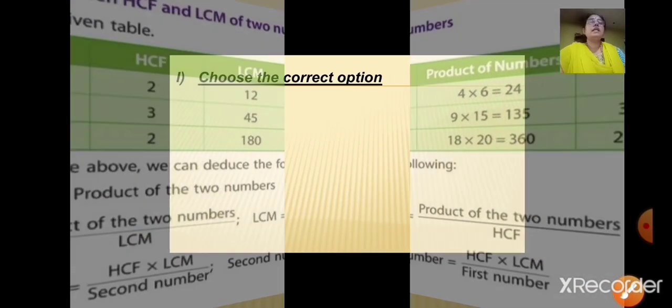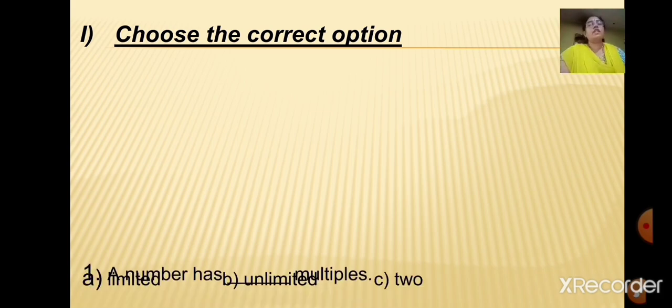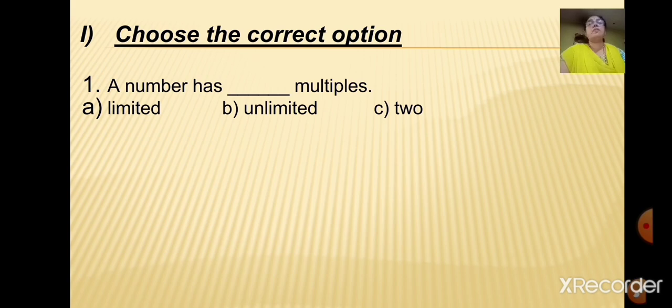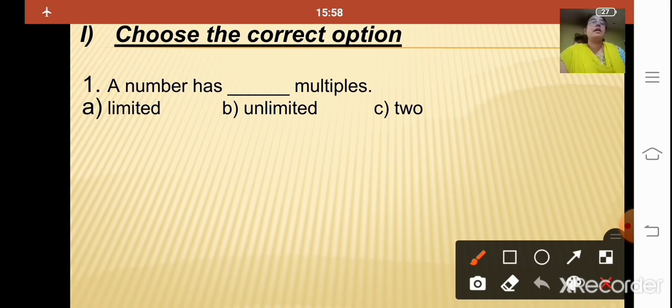Now based on this, let us solve some sums. The first one is choose the correct option. So the first question here is, a number has dash multiples. Is it limited, unlimited or 2? So if I give you a number 3, if I say find the multiples of 3, you will have unlimited multiples. 3 1s are 3, 3 2s are 6, 3 3s are 9, 3 4s are 12, 15 and so on. It will go on till you go on multiplying. So the answer here is a number has unlimited multiples.